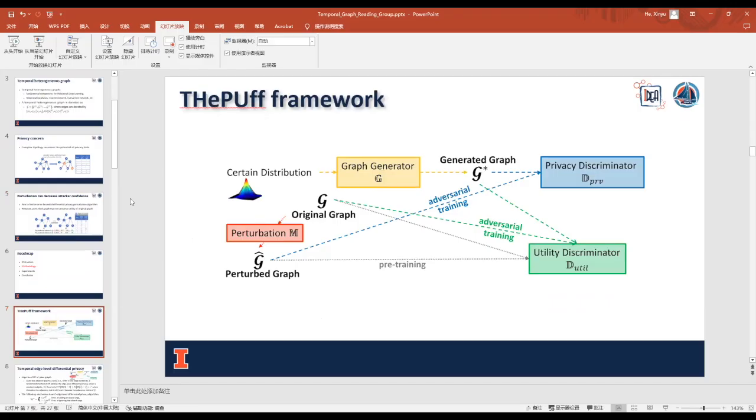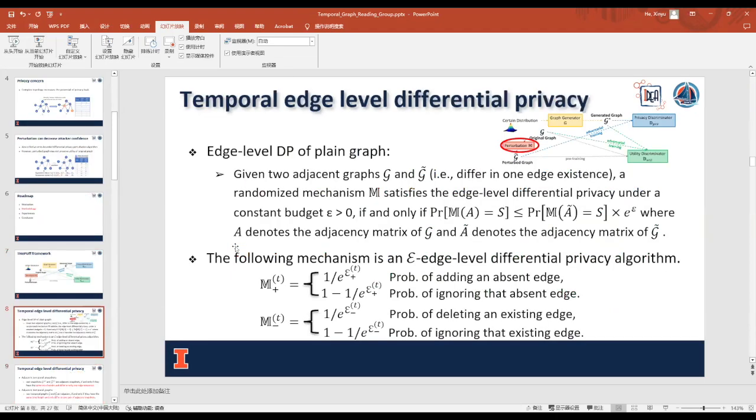The POP framework is composed of 4 parts, including a perturbation mechanism, which, as we just mentioned, is an error-bounded differential privacy perturbation mechanism, and also an adversarial training network, including 2 discriminators and 1 generator that tries to preserve both the utility from the original graph and the privacy from the perturbed graph. So the first part of this framework is the perturbation mechanism. As we mentioned before, we aim to design an error-bounded differential privacy algorithm with privacy guarantee.